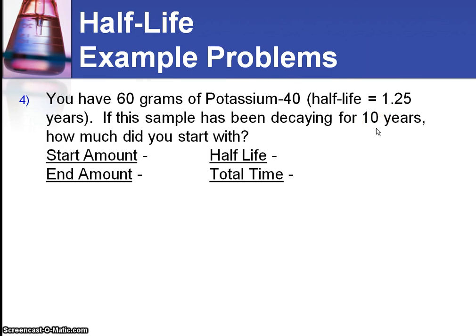So 10 divided by 1.25 shows us that there's 8 half-lives, but this time we're working backwards, so you're going to double the amount each time. So you're going to do 60 times 2 is 120. That was 1 half-life. Times 2 is 240. That was 2 half-lives. Keep multiplying it by 2 8 different times. And you should end up with a really big number. It's 15,360.